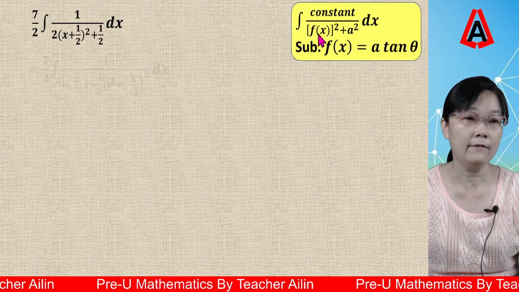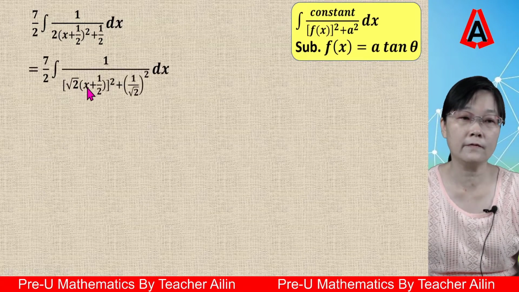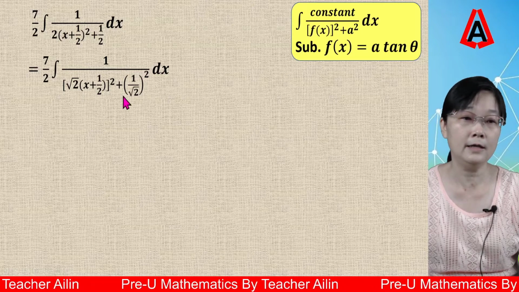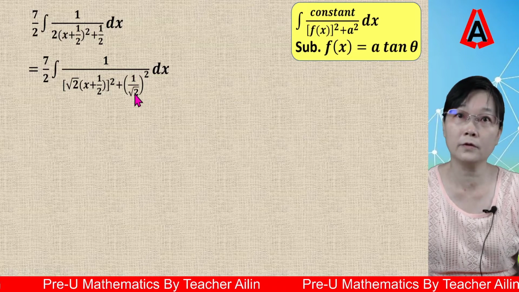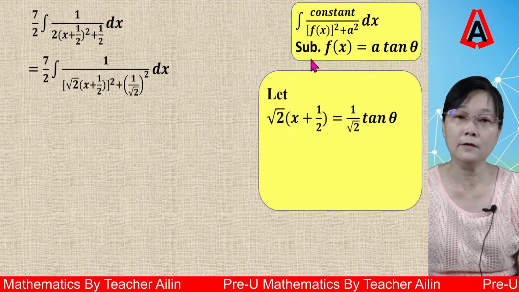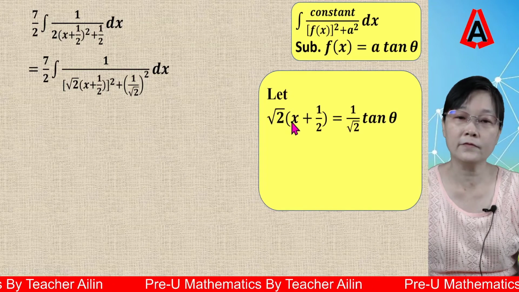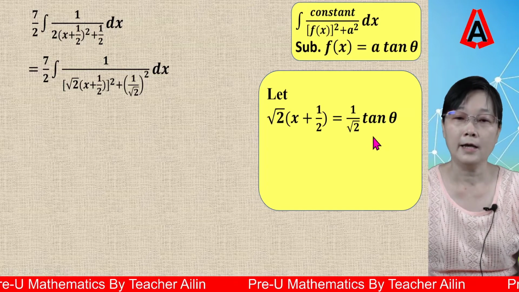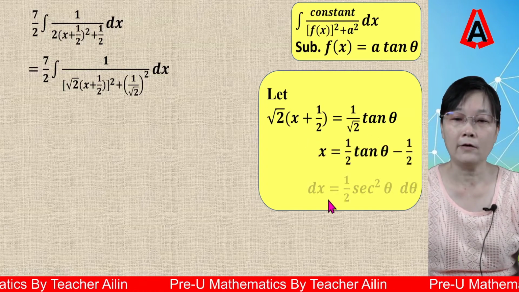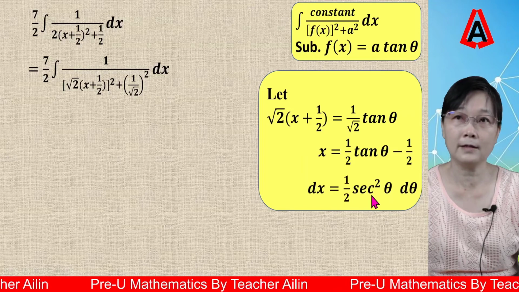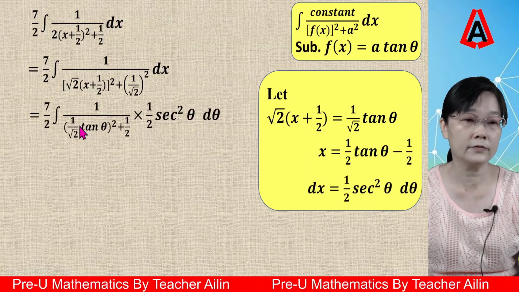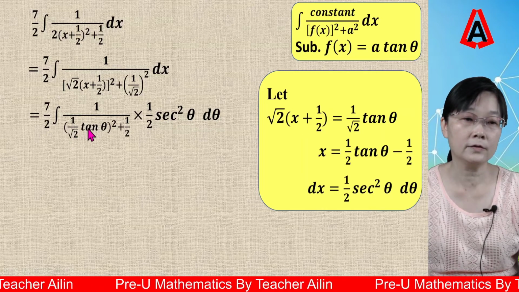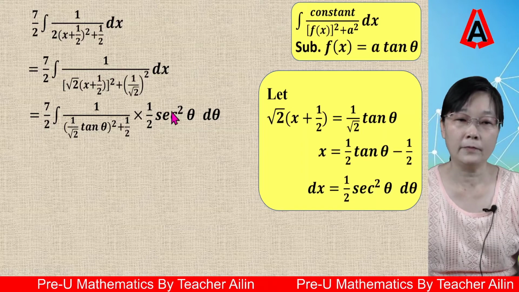That is, f(x) is equal to square root of 2 times x plus 1/2, and a is equal to 1 over square root of 2. So when I substitute, I'm going to substitute square root of 2 times x plus 1/2 with 1 over square root of 2 tangent theta, and after differentiation, now I get dx is equal to something like this. Okay, now I'm going to replace the f(x) with 1 over square root of 2 tangent theta, and dx replaced with this.